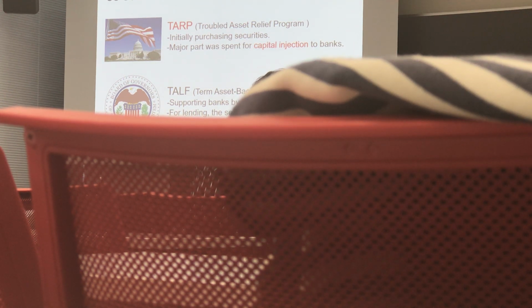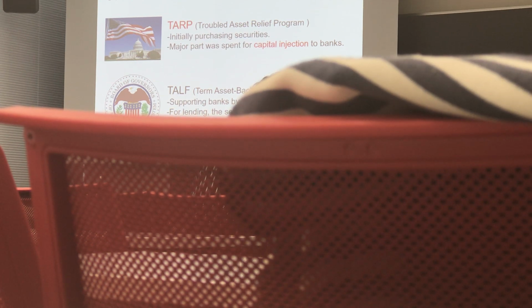TARP, major highlight. TARP is a budget of $700 billion, a major part of which was spent for capital injection to banks. Capital injection. And that is a major highlight. And then findings. A, that is minor highlight.